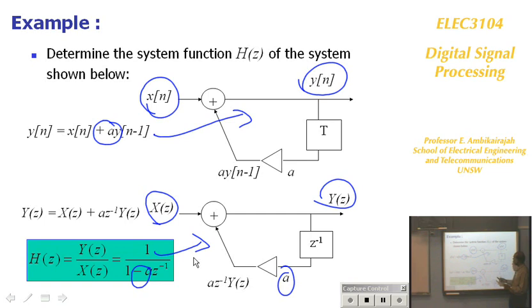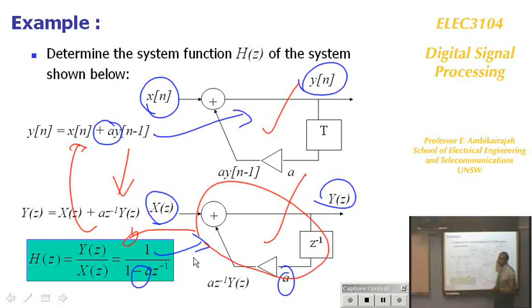Apart from that, you can draw this one, you can draw this, or you can draw this. But most of the time, you'll be given this, or you'll be given this, and you have to convert this and draw the structure. Sometimes the structure is given. You need to write the transfer function. You need to take the inverse transform. So all sorts of things, all possibilities you need to know here.